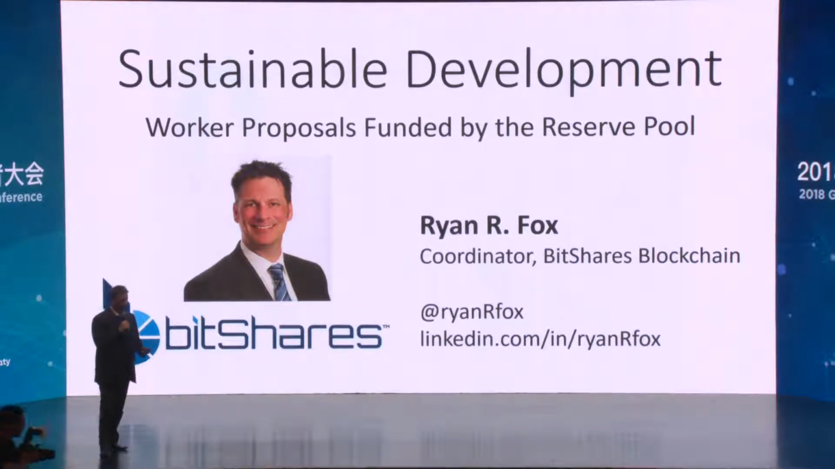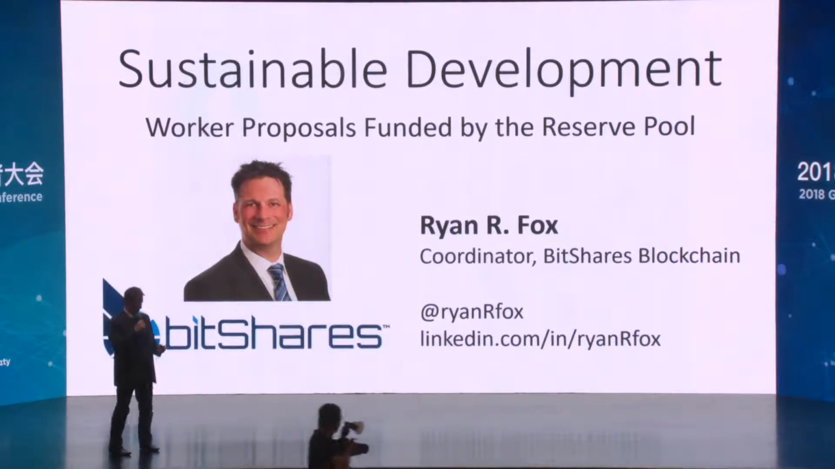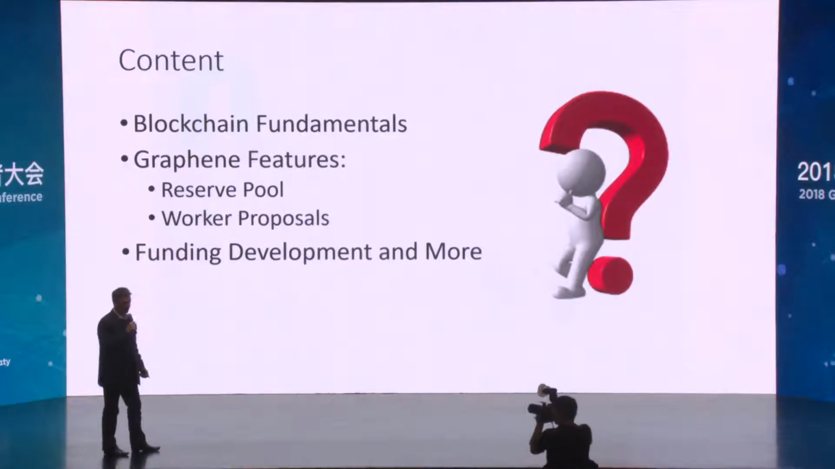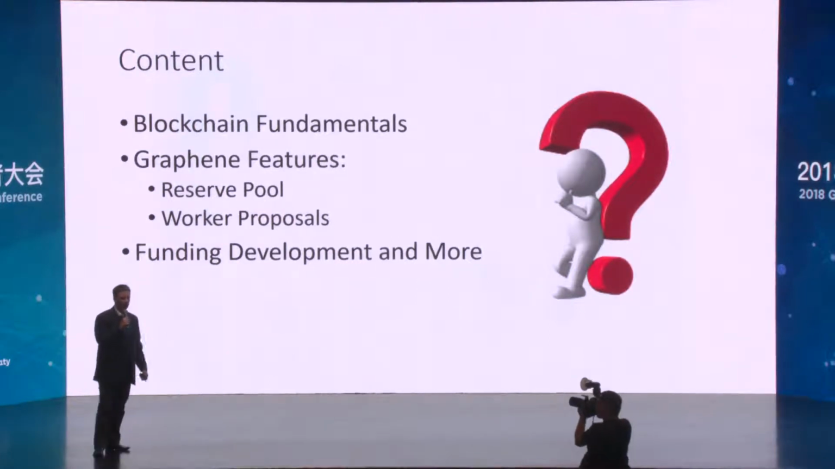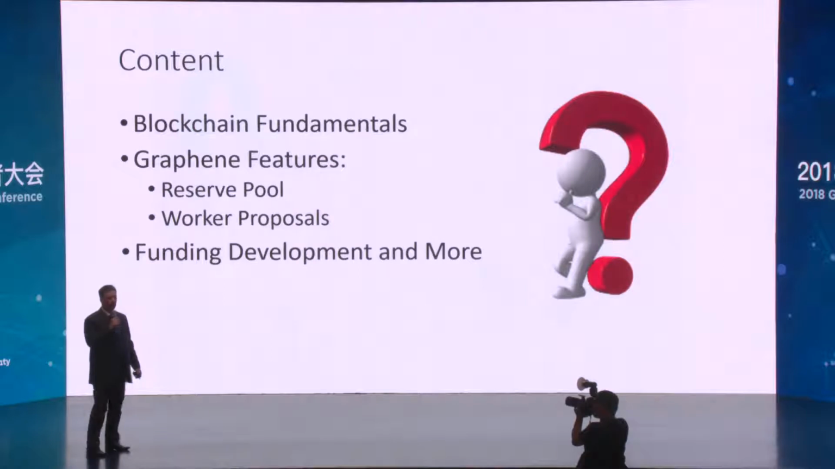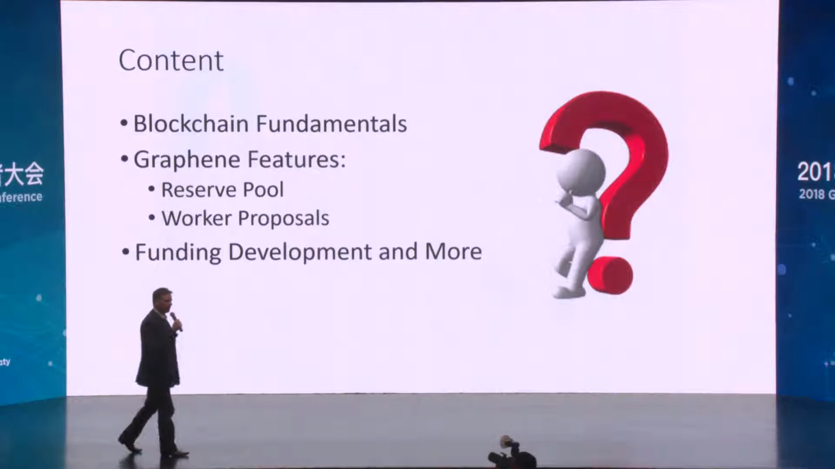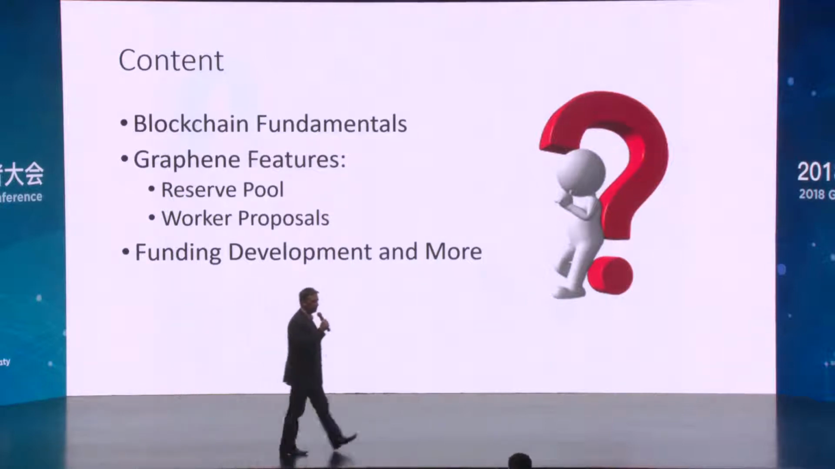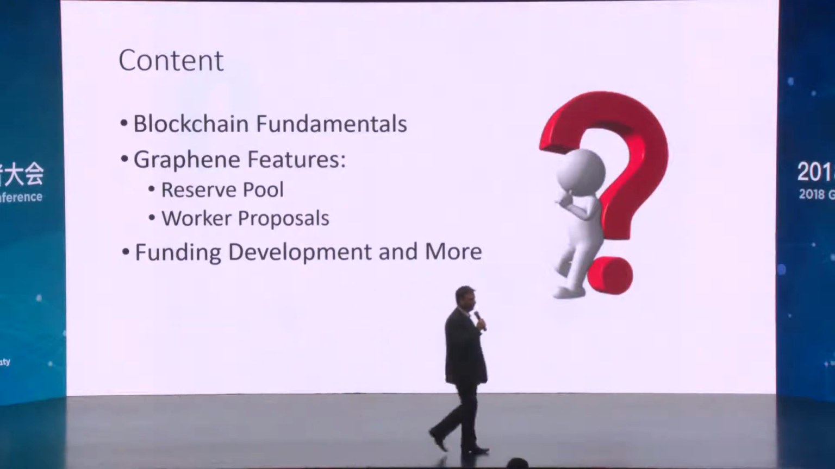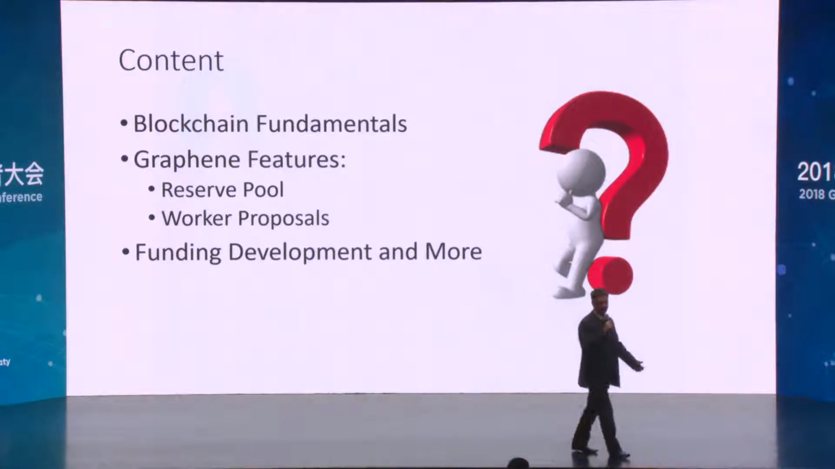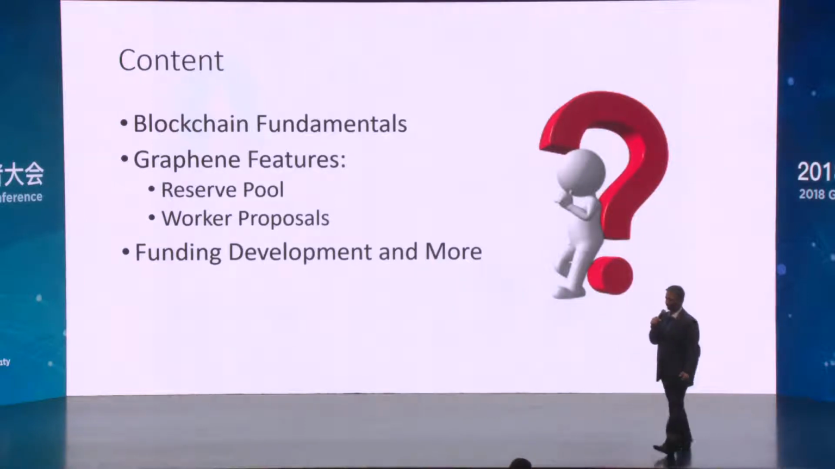All right? So let's see if I can figure out the big green button. Good. Here's quickly what we're going to go over. I'm going to start by giving a quick background on some blockchain fundamentals so that we can establish what is meant by the reserve pool. Then I'll explain how the worker proposal actually works. And then ultimately, we'll talk about the punchline: funding, development, and much more.